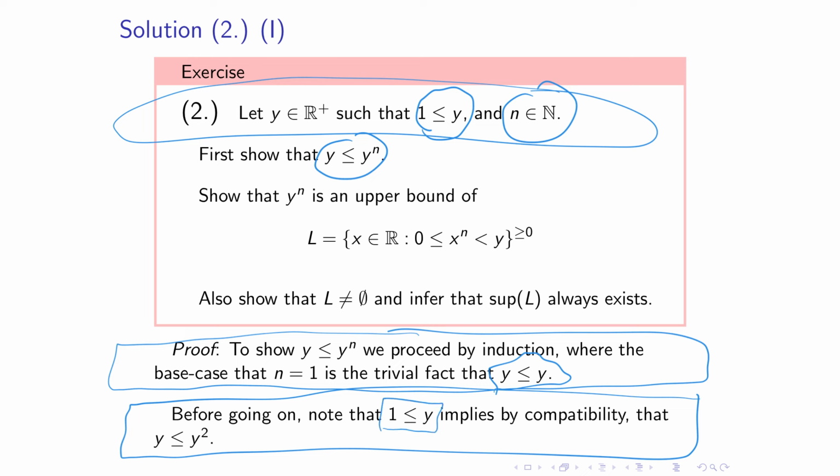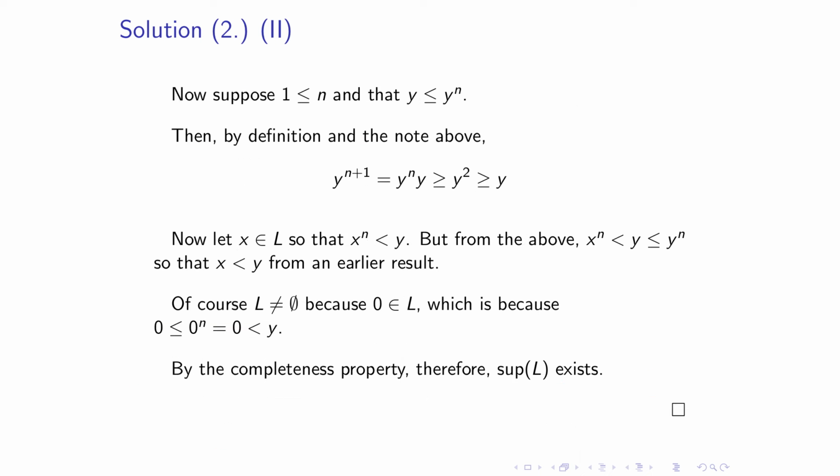Since we are assuming that 1 is less than or equal to y, then if we multiply throughout by y, we get y is less than or equal to y squared. And that is justified by compatibility, because I know I can take this inequality and multiply throughout by y, because, of course, y is positive. And so by compatibility, I can do that.